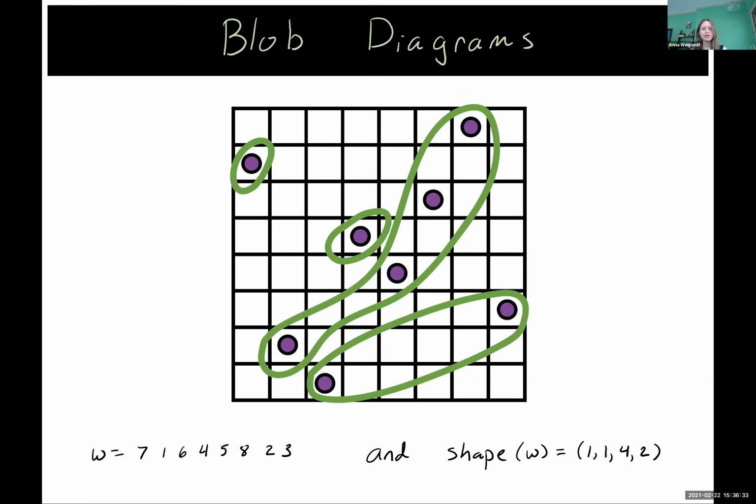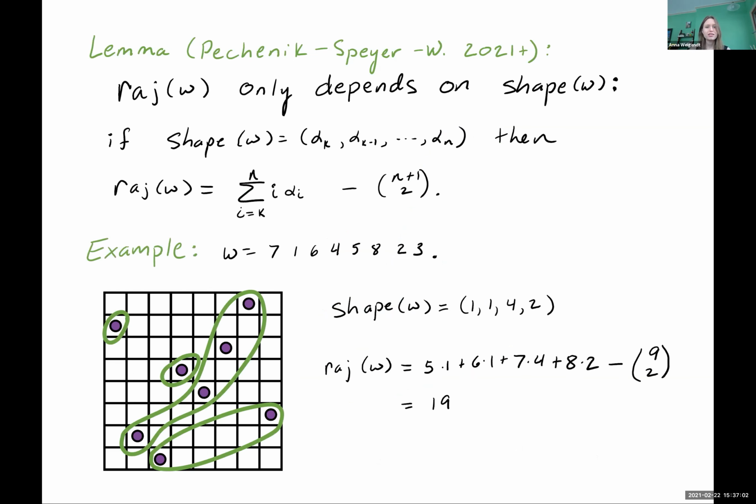The blob diagram gives rise to a composition that we call the shape of the permutation. We read the blobs in order, or maybe reverse order of where we circled them. So we get a 2 in the last position because there are 2 circled dots, a 4 in the second to last position because there are 4 circled dots, and then 1 and 1. Every permutation has an associated composition in this way, and Raj only depends on the shape of the permutation.